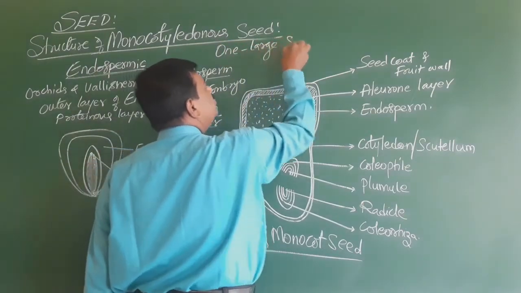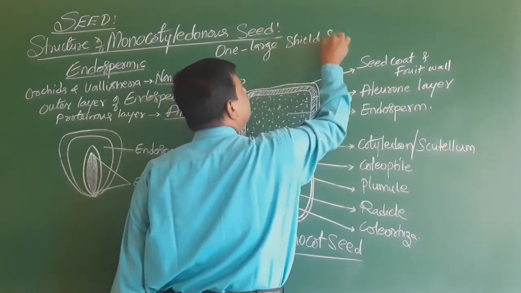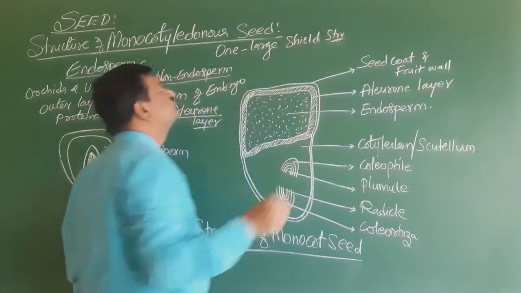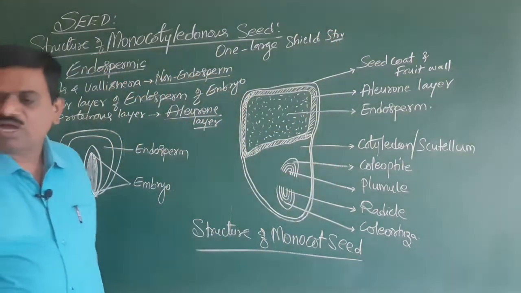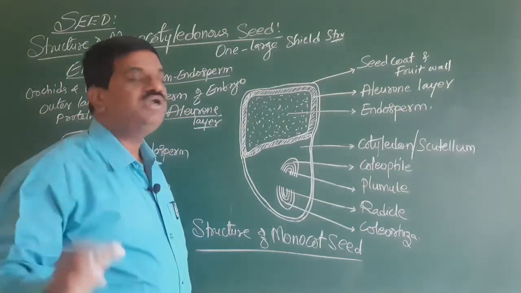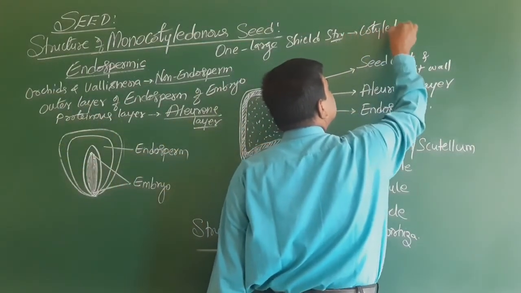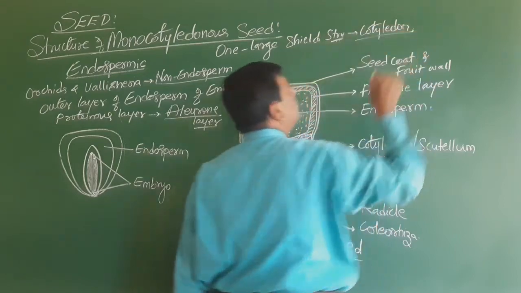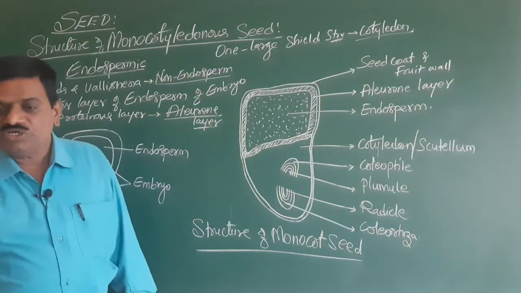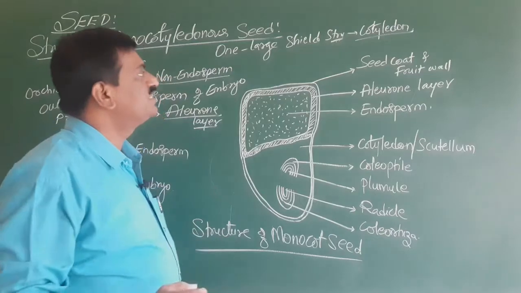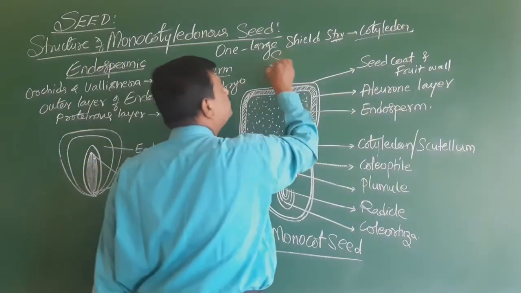large shield structure. So here one large shield-shaped cotyledon is present. One cotyledon is present. This cotyledon is nothing but the scutellum.